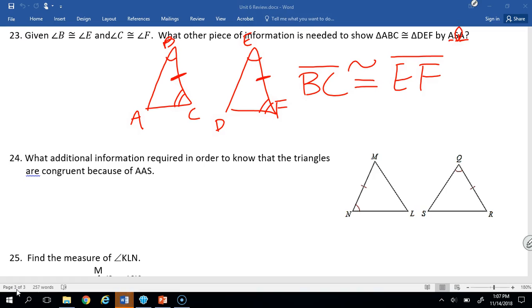Number 24 says, what additional information is required in order to know that the triangles are congruent because of angle, angle, side? Now this time we have a side and an angle, so we need another angle next to the angle that was given. Here again, we need another angle next to the angle that was given. So this is now angle, angle, side, and angle, angle, side. So that would mean we needed angle L to be congruent with angle S.